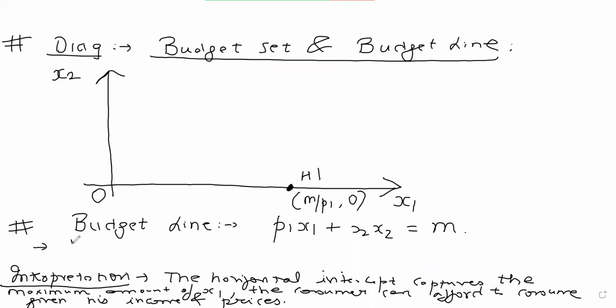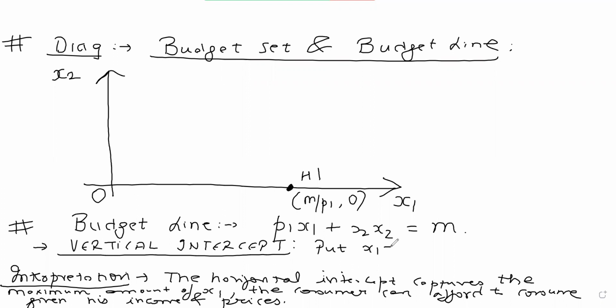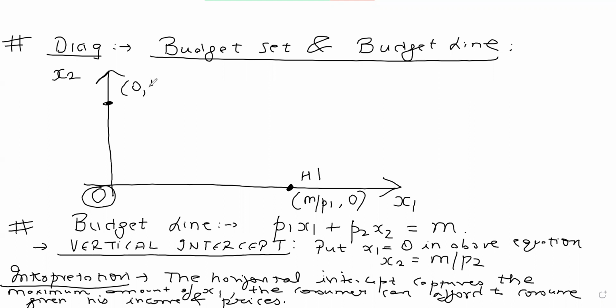So to find the vertical intercept, what do we do? We put x1 as 0 in the above equation. On the vertical intercept, x1 is 0. So if I put x1 as 0, I get x2 as m by p2. So the coordinates of this point are 0, m by p2.